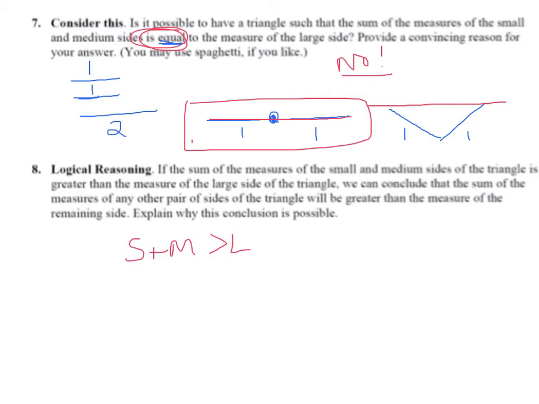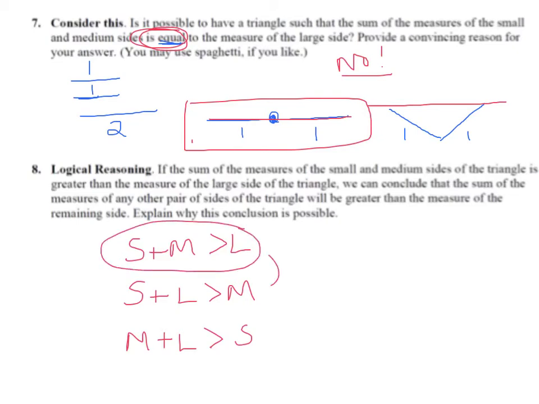So since the small and the medium produce the smallest possible number, if the smallest possible number is bigger than the largest possible number, then if I say small plus large, that has to be greater than medium. And if I say medium plus large, obviously it has to be greater than the smallest. So it doesn't matter what the numbers are. If this relationship holds, then these two relationships must hold. If the two smallest numbers are bigger than the largest number, then any combination of numbers is bigger.